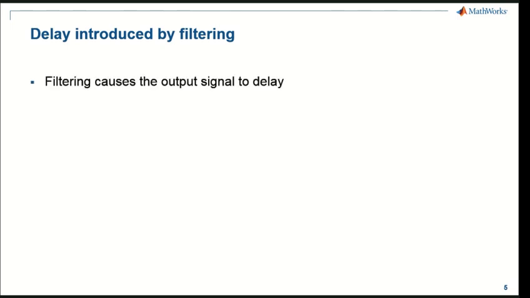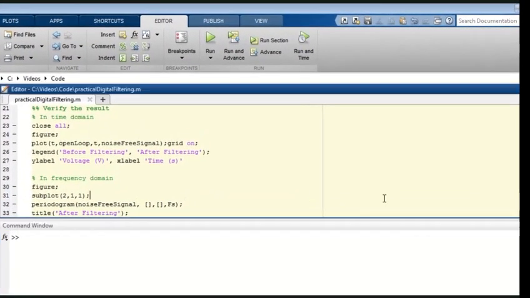Finite impulse response, or FIR, filters introduce delays that are constant over all frequencies. On the other hand, the delays caused by infinite impulse response, or IIR, filters vary with respect to frequency. Now let us take a look at how to compensate for constant filter delay. Let us load two signals.